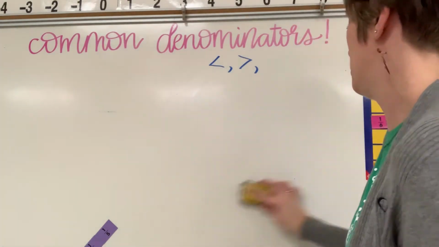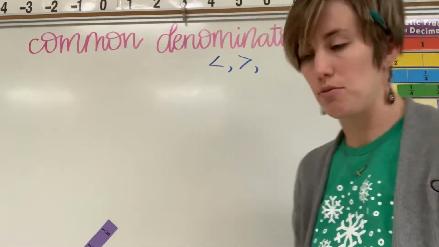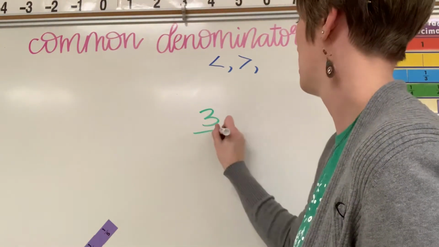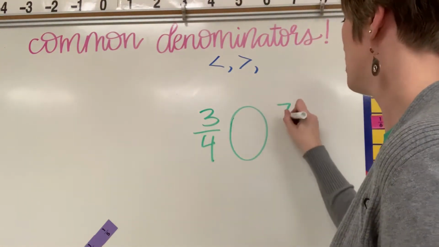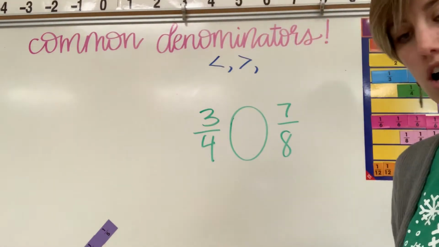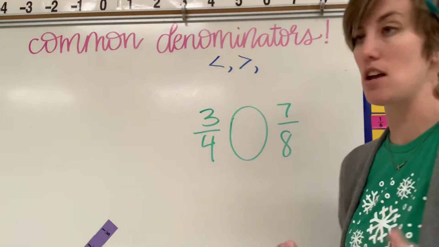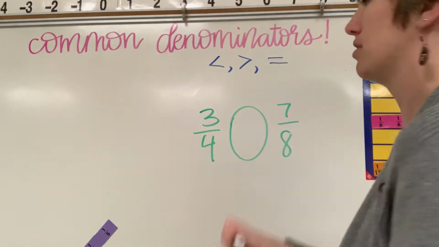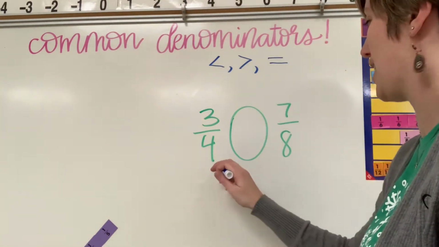Let's try another one. What do I got here? 3/4 compared to 7/8. 3/4 and 7/8. Let's check. First of all, are they equal? Because equal is always an option when you're comparing fractions.